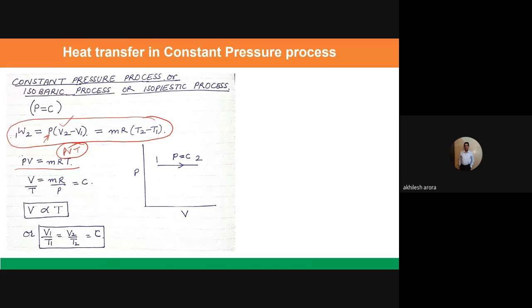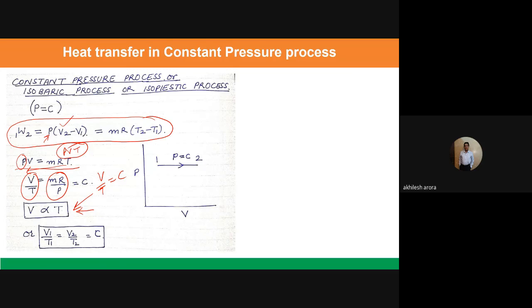P being constant can be taken on the right hand side and temperature can be brought to the left hand side. So I am left with V by T is equal to mR by P. And the right hand side term is now constant. So I can say that V by T is equal to constant. Otherwise I can also say that V is proportional to T. And what is this law known as?